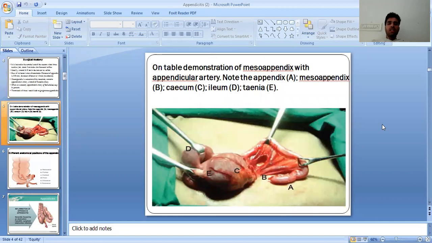For demonstration, the mesoappendix with appendicular artery. Note the appendix: A. Mesoappendix, B. Cecum, C. Ileum, D. Ileum, C. Cecum. Note A. Appendix, B. Mesoappendix, C. Cecum, D. Ileum, and E. Taenia coli. Okay, students.